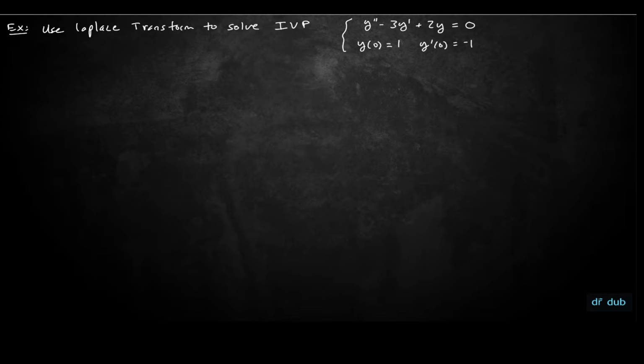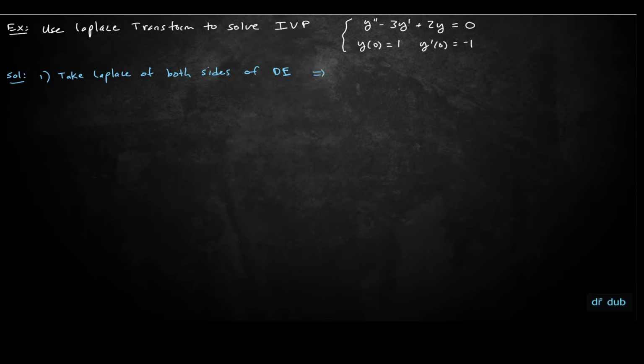So we want to find the solution to this differential equation, or this initial value problem, using Laplace transform. So what we do, the first thing we do is take Laplace of both sides of the differential equation. That's the first thing we do when we're solving with Laplace transform.